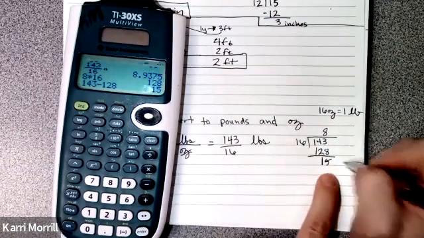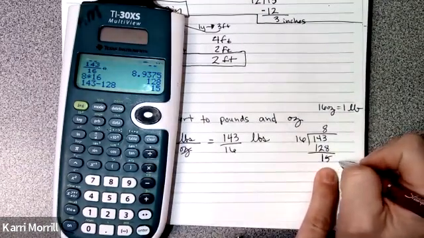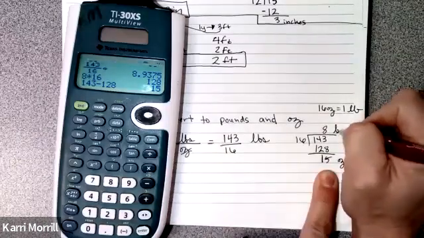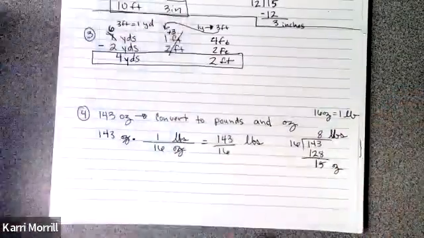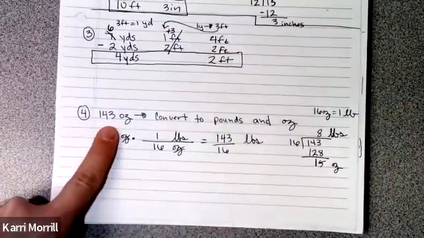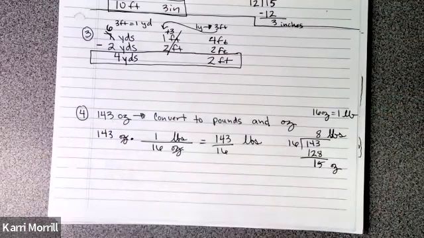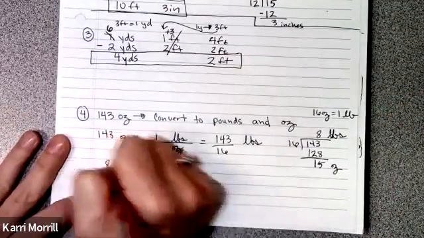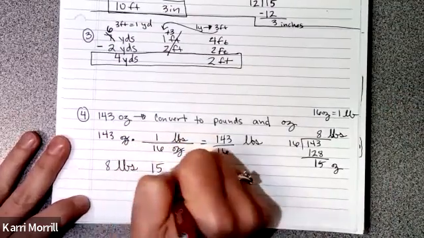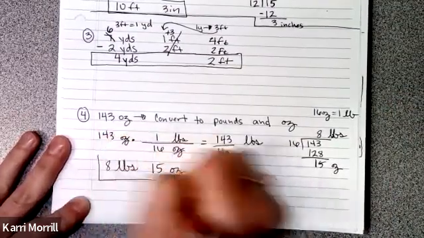So 15 represents what? The ounces. And then the 8 represents the pounds, the bigger measurement. Okay, so what's left over is the smaller measurement, or maybe the one that you started with. I guess you could think of it like that. So this one would be 8 pounds and 15 ounces. 1 more ounce and it would have been a full 9 pounds, right?